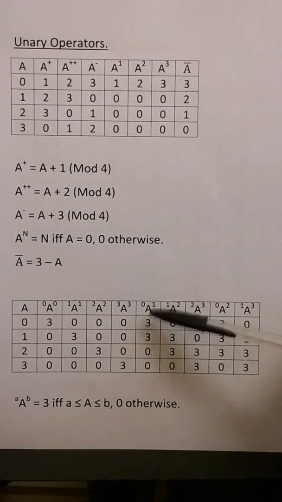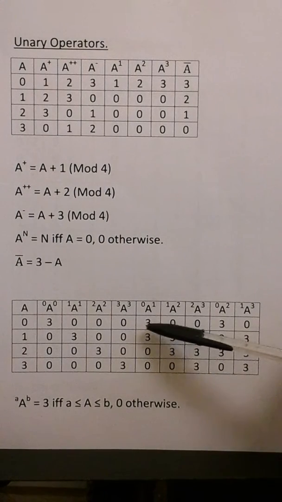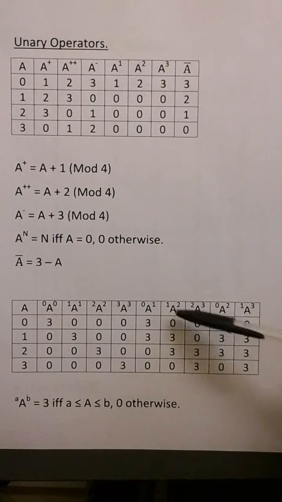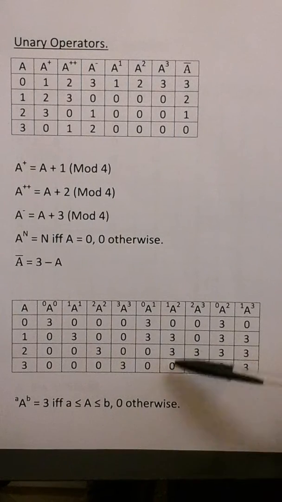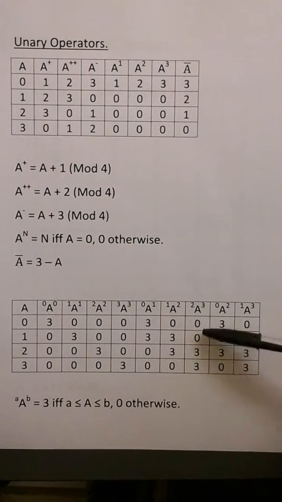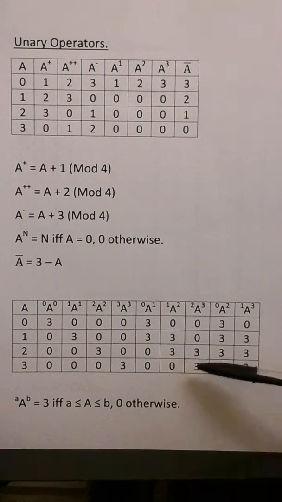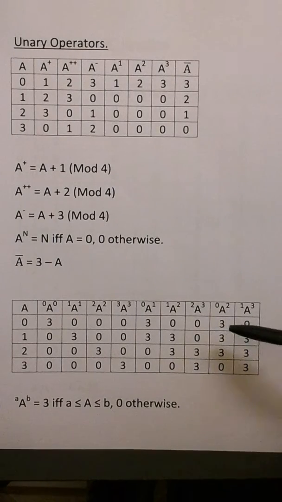A01 is a 3 at A equals 0 and 1 and 0 otherwise. A12 is a 3 at A equals 1 and 2 and 0 otherwise. A23 is a 3 at A equals 2 and 3 and 0 otherwise. A02 is a 3 at A equals 0, 1 and 2 and 0 at 3. And A13 is a 3 at 1, 2 and 3 and 0 at 0. Right.